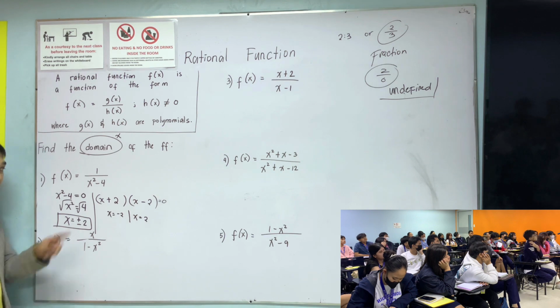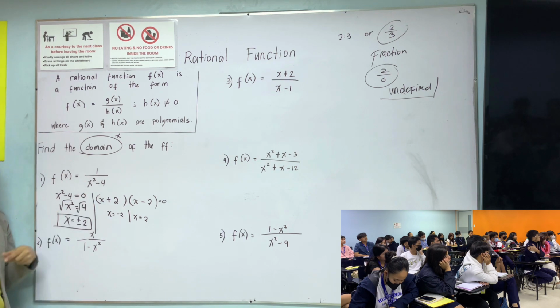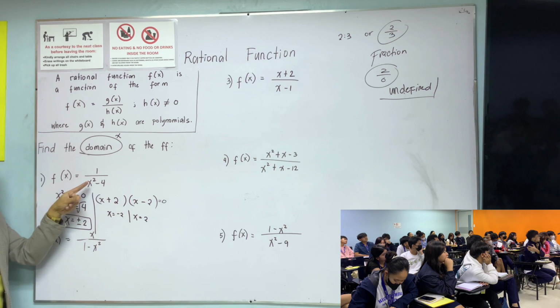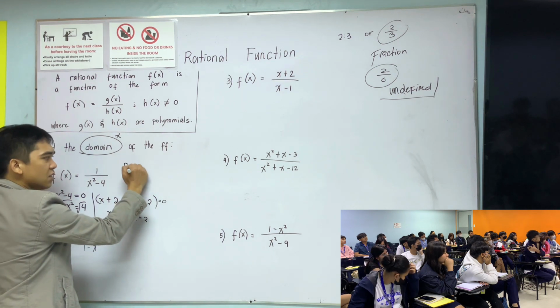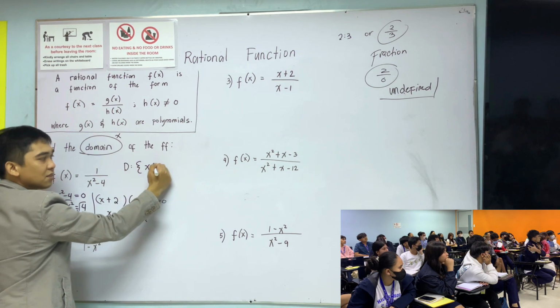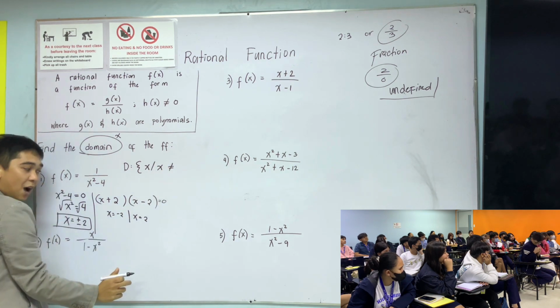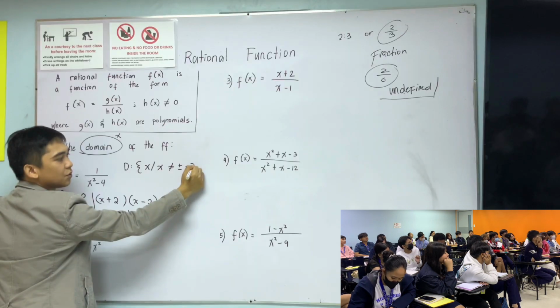Try nga natin i-substitute. 2 squared, 4. Minus 4, 0. Magiging 0 siya. And bawal yun. Negative 2 squared, 4. Minus 4, 0. So, we can write the domain of this function as x such that x is not equal to, ano daw yung bawal? Positive 2 and negative 2.